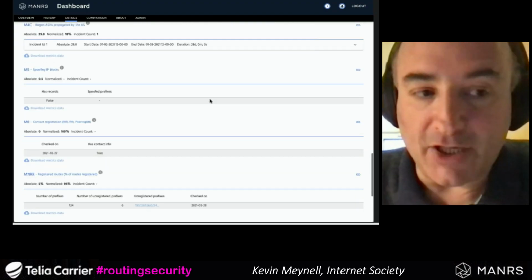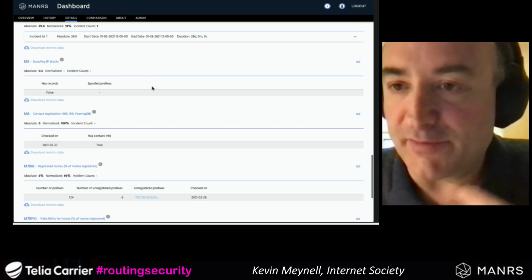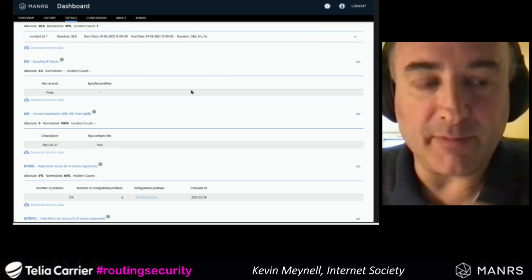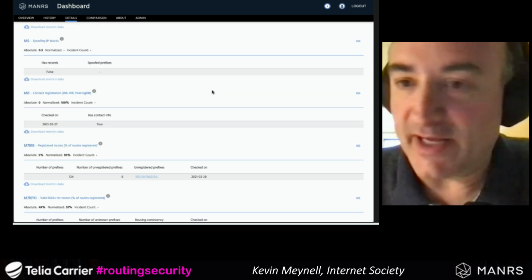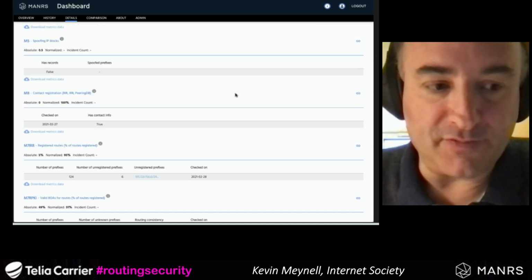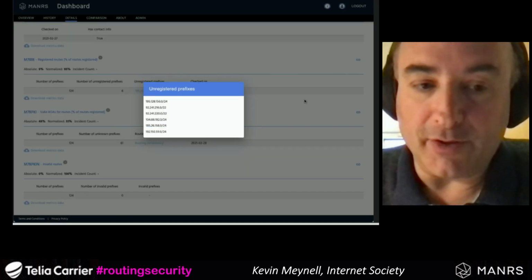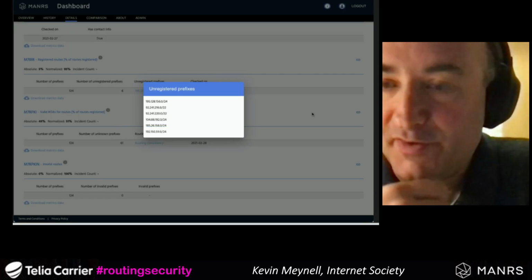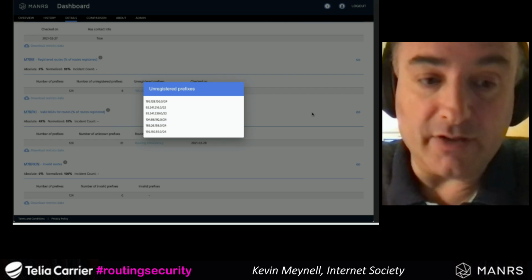But we can do this for every action. So we could look for anti-spoofing. If there were spoofed packets coming from Telia, we could check where they were coming from, but they haven't had any, or we haven't got any information for this month. And then unregistered prefixes here as well. These are the list of prefixes apparently unregistered by Telia in an IRR.